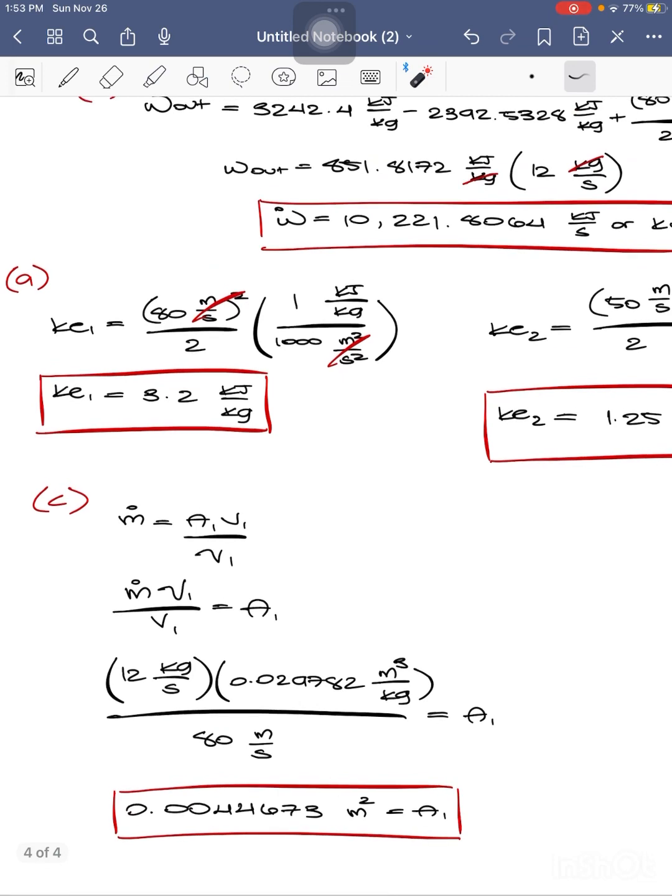And for our last value, we need the area for the inlet of the turbine, and I use the formula of mass flow rate again, since we have the given mass flow rate of 12 kilograms per second. I moved the equation into this one, which then leads us with this answer: 0.0044673 meters squared for the area of the inlet.